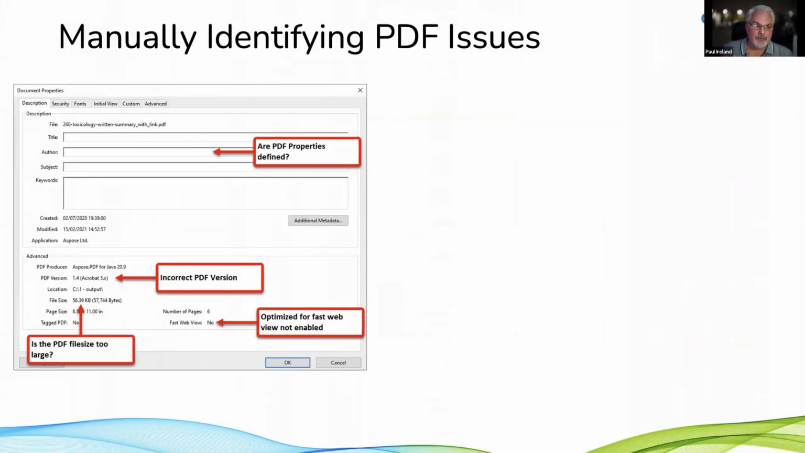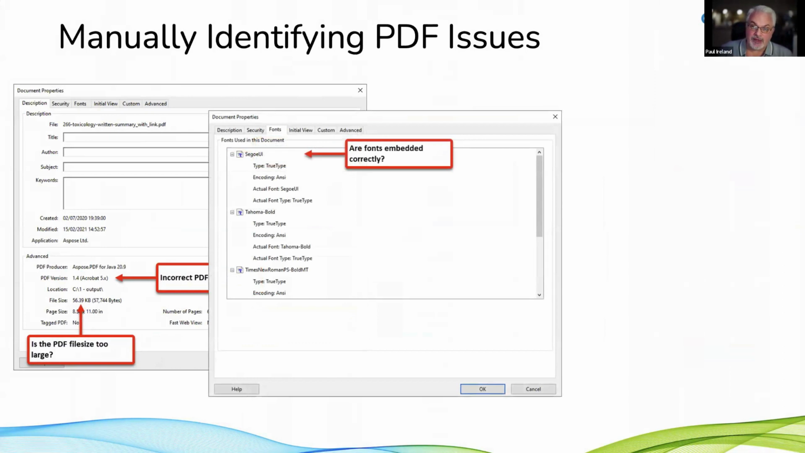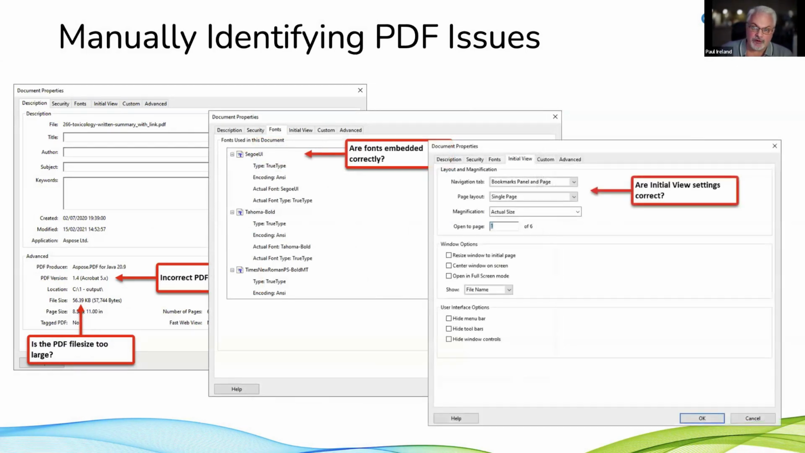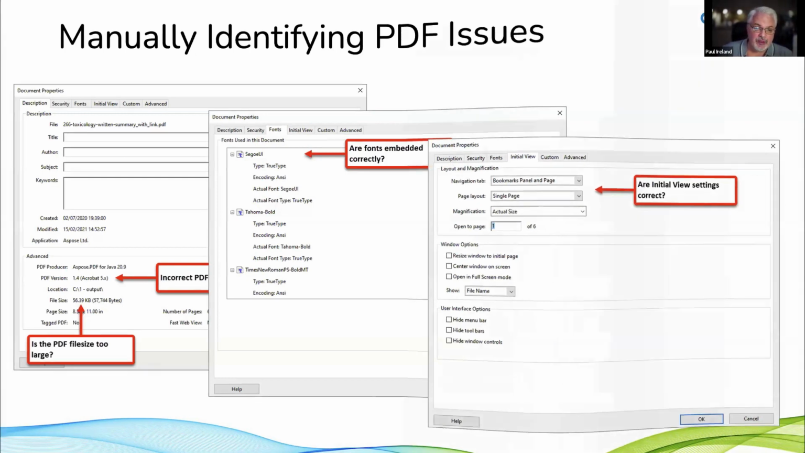Do you have PDF properties set correctly? Incorrect PDF versions. Is the PDF file size too large? Depending on the health authority, there are slight differences in the file size limitations that they're expecting. Is it optimized for fast web view? Are fonts embedded correctly as well? Do you have all the fonts embedded in the way that they're expecting so that the reviewer can view the content as it was authored? And also, are your initial view settings correct, so that when that PDF is opened up, it opens up in a way that a reviewer is expecting?